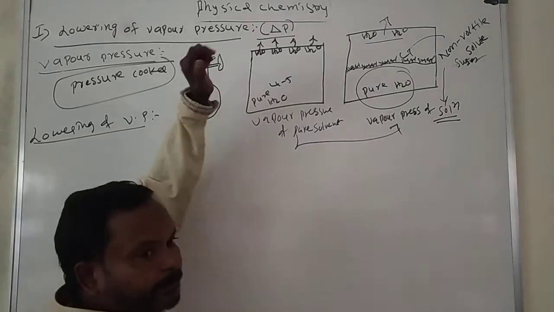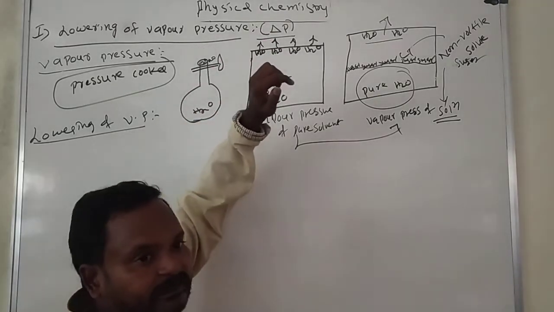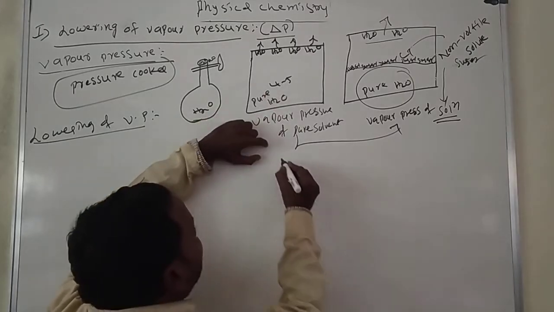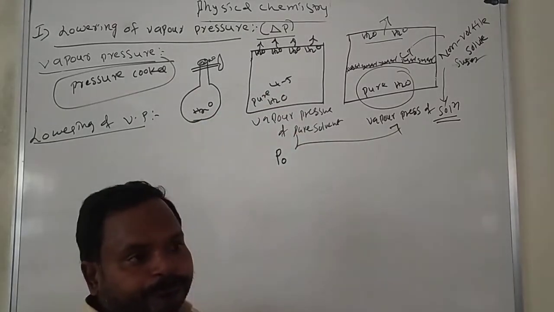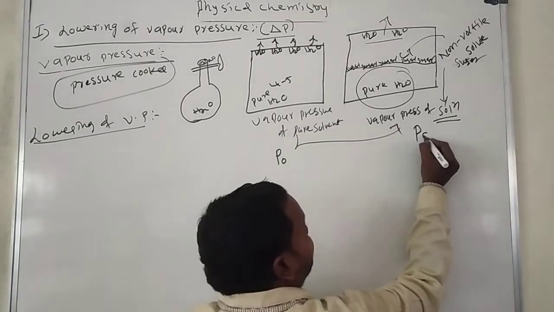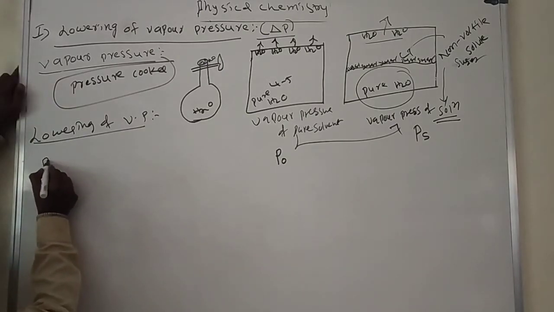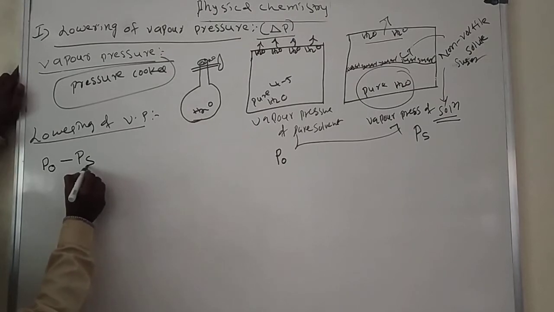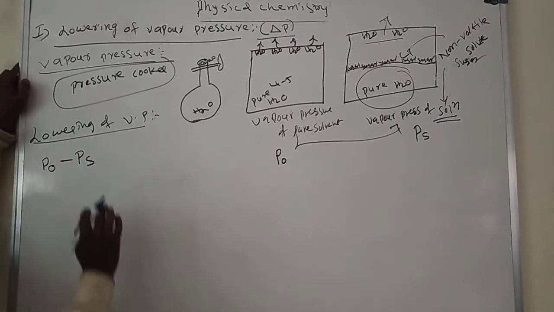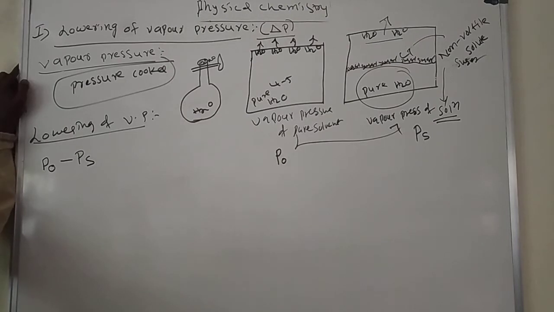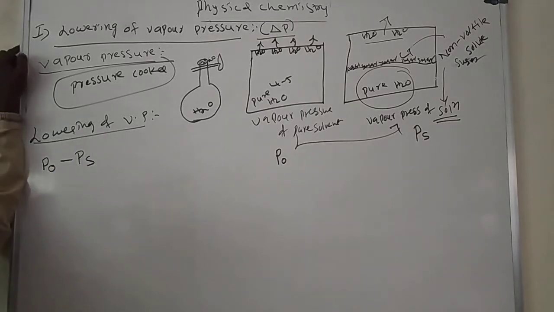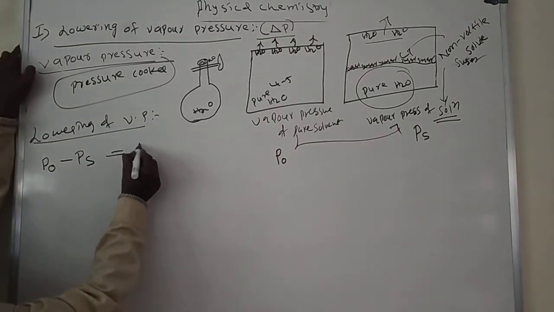Now we'll see the mathematical expression. Vapor pressure of pure solvent is indicated with P0. Vapor pressure of solution is indicated with PS. Vapor pressure of solution decreases, so that is less and this is more. So here I am taking P0 minus PS. The difference between vapor pressure of the pure solvent and vapor pressure of the solution is equal to lowering of vapor pressure. That is indicated with delta P.